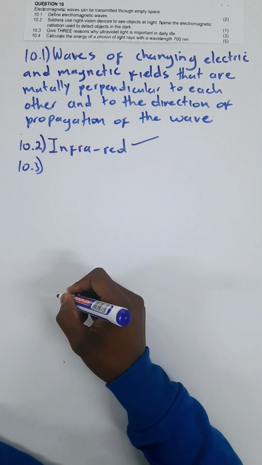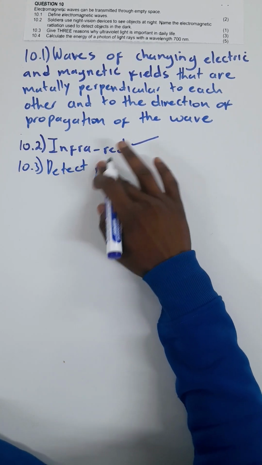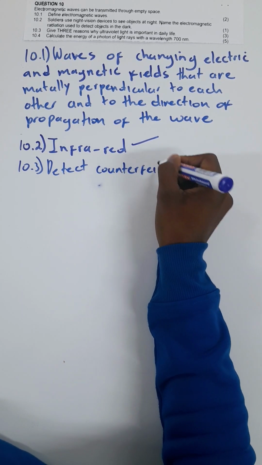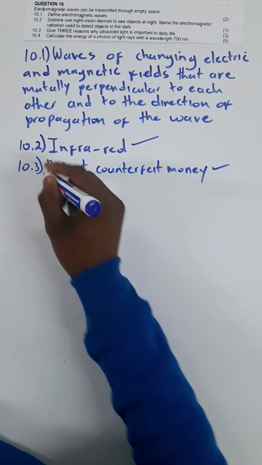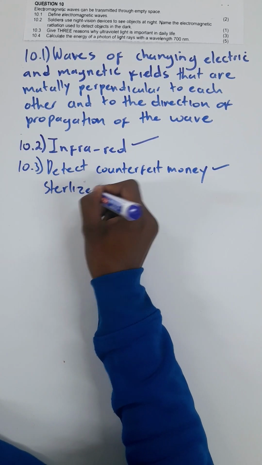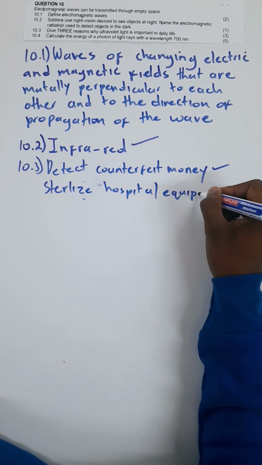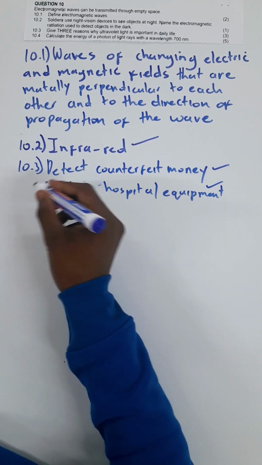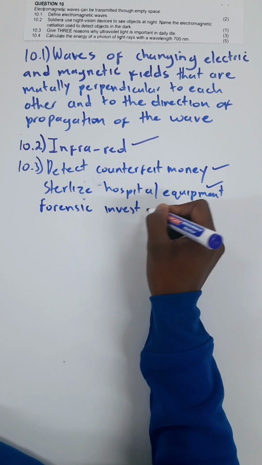Give 3 reasons why ultraviolet light is important in our daily life. The applications of ultraviolet radiation would be, firstly, to detect counterfeit money or passports, to sterilize hospital equipment, and also for forensic investigation.